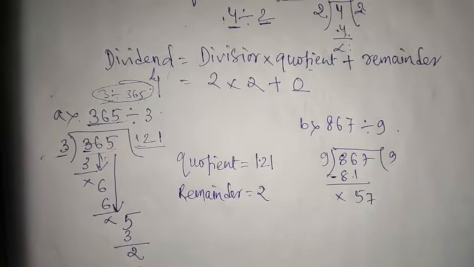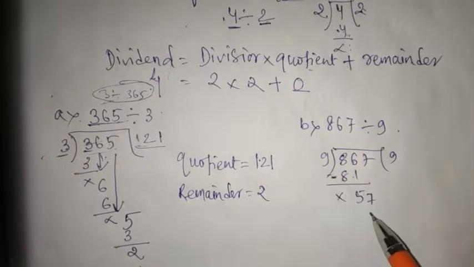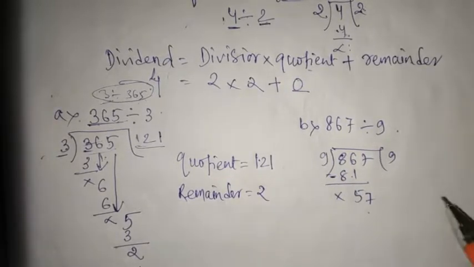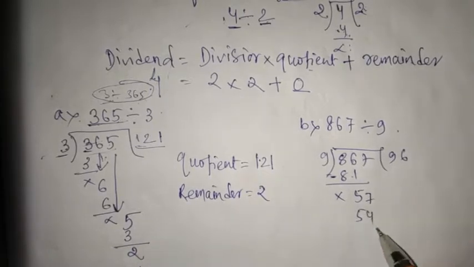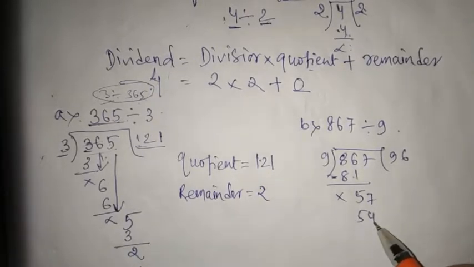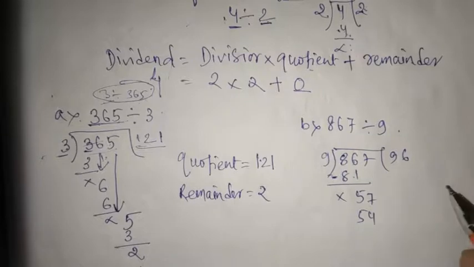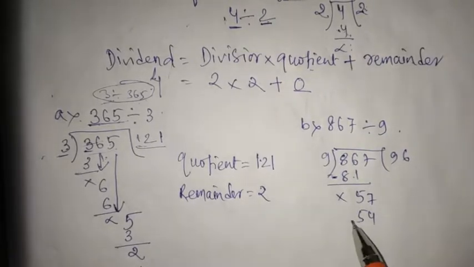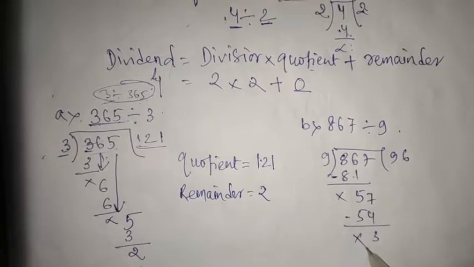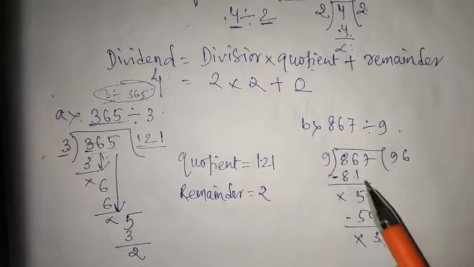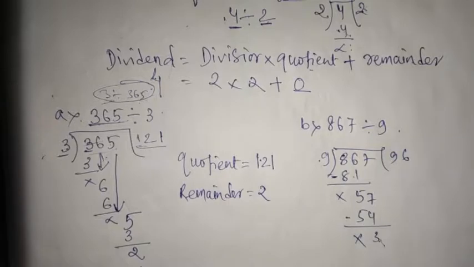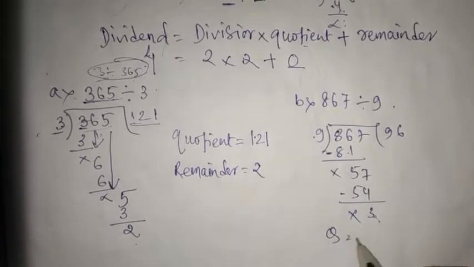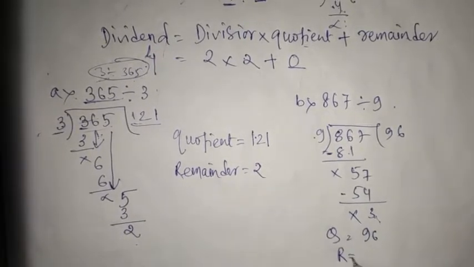So how many is 57? Does 57 come in your 9 table? No, so you will write 9 6s are 54. The number should be lower than 57, yes, but should not be greater than 57. So 9 7s is 63, you cannot put that, okay? So minus it, 3. 3 cannot be divided by 9, so your remainder will be 3. So your Q will be 96 and your R will be 3.